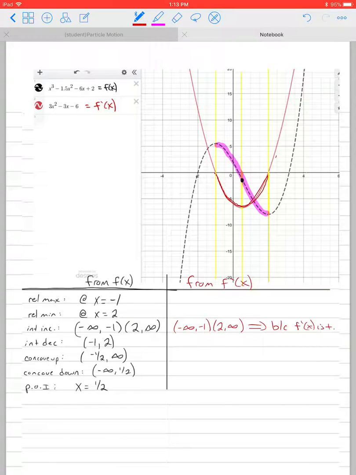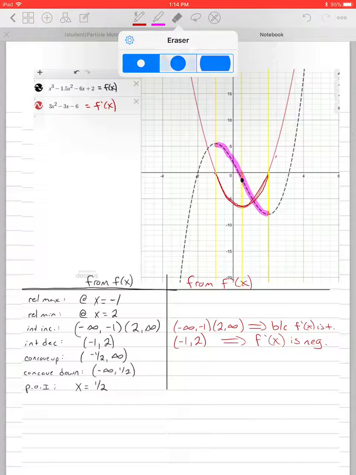So I can see that the interval of decrease is still -1 to 2. And my reason is the derivative is negative. Okay, so the derivative being negative means the function is decreasing. So there's my justifications. So now we'll talk about relative max and relative min.